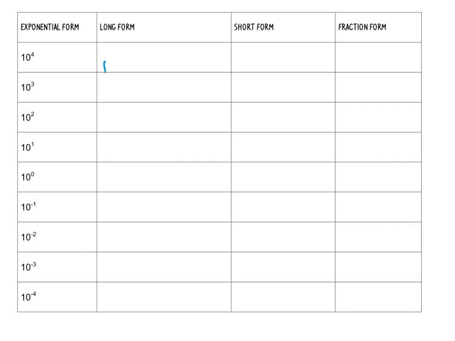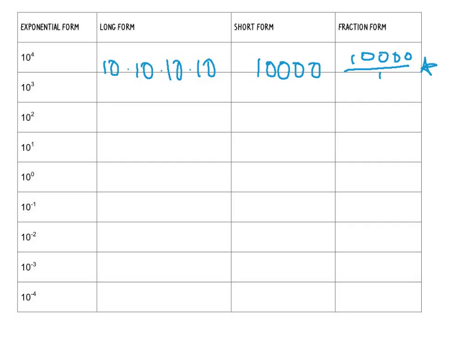The long form, this is 10 times 10 times 10 times 10. All right, if we write it in the short form, it's just 1 and then 1, 2, 3, 4 zeros. As a fraction, it's a whole number, so it's just 10,000 over 1. We don't really use this all that often when we have whole numbers.